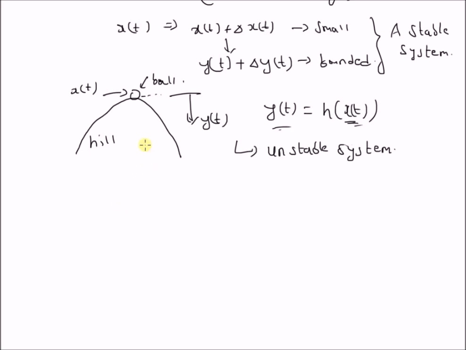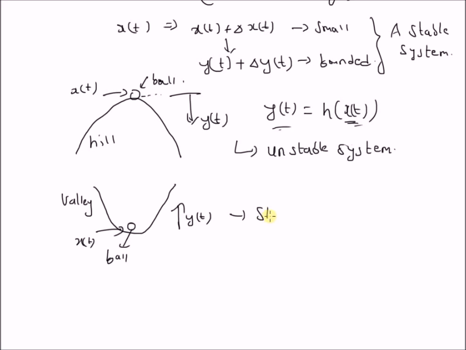Now consider a situation where we have a ball located in a valley. That is, this is a ball. Now, the input x of t is the acceleration in horizontal direction, and the output is the height, that is the distance in vertical direction. Then, small changes in the value of x of t will also lead to small changes in the value of y of t. So, in order to get very large changes in y of t, x of t should also be changed by a significantly large value. Therefore, this is a stable system.